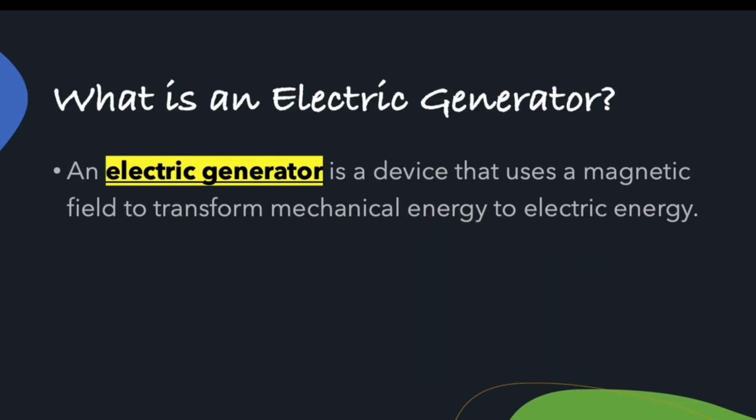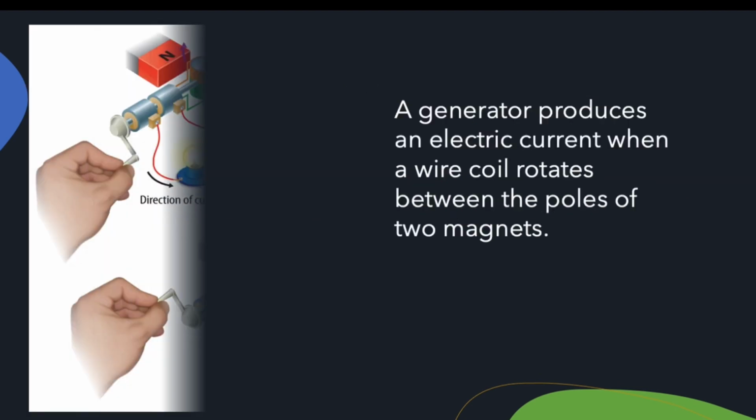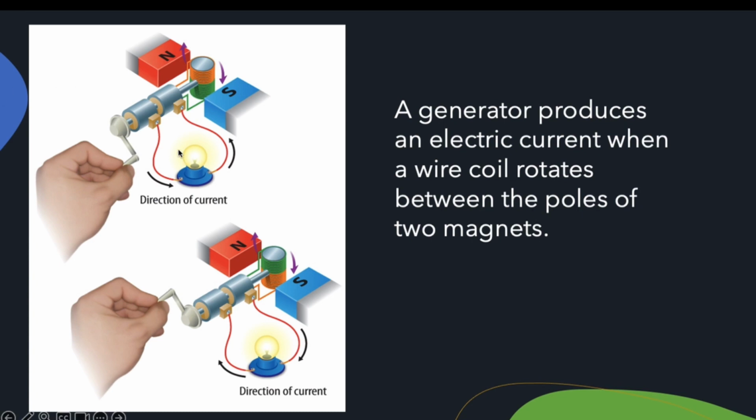What is an electric generator? An electric generator is a device that uses a magnetic field to transform mechanical energy to electric energy. Here, this is a hand generator.